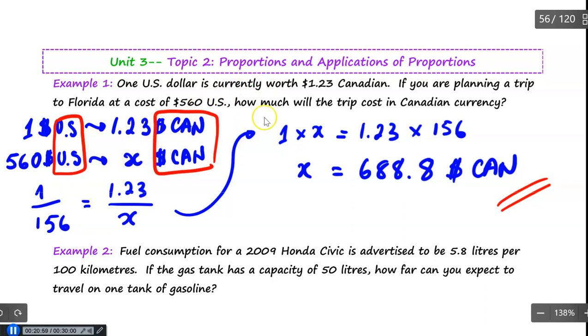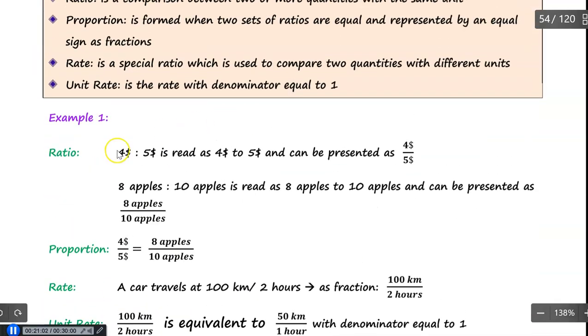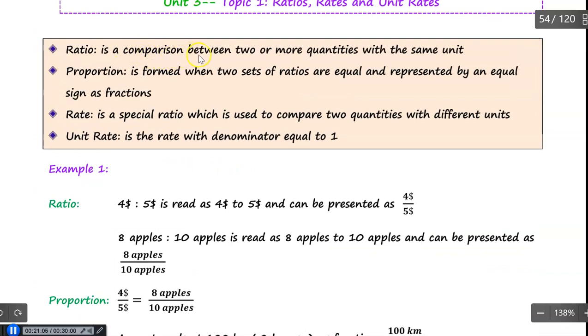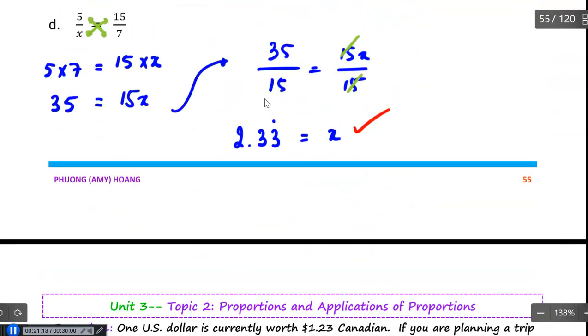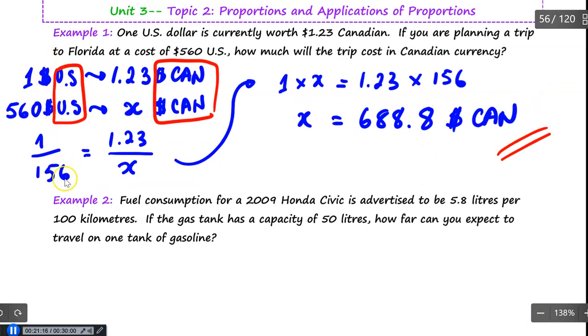And what is a ratio? A ratio is a comparison between two or more quantities with the same units. In this case, I have two quantities with the same unit: the $1 US with the $560 US. So if you form your elements this way and just put a line, forming a ratio with the same unit, then you will have x in the correct position and will not make an error.